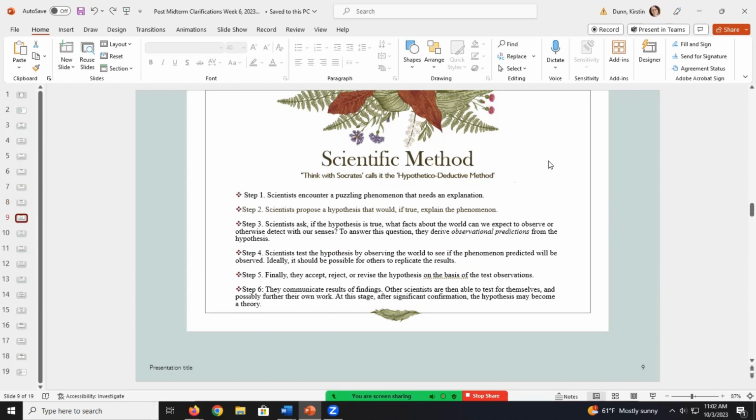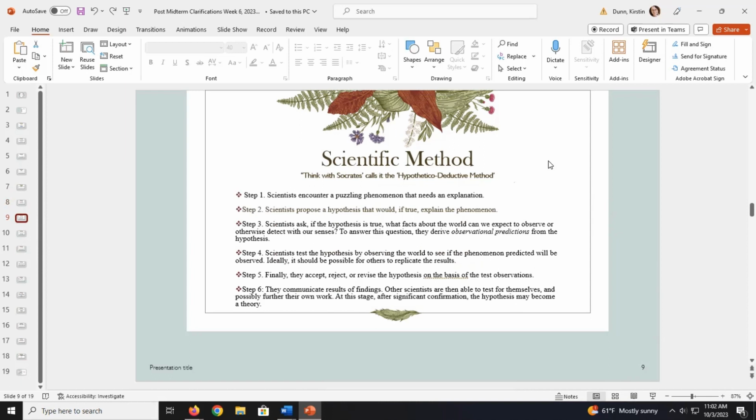Scientific method. Think with Socrates also calls it the hypothetical deductive method. Step 1. Scientists encounter a puzzling phenomenon that needs an explanation. Step 2, scientists propose a hypothesis that would, if true, explain the phenomenon.